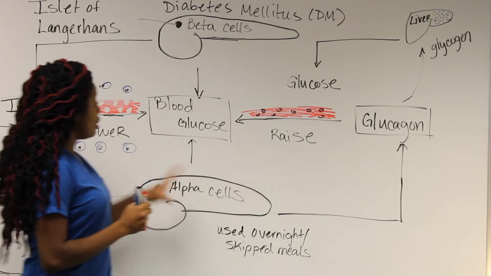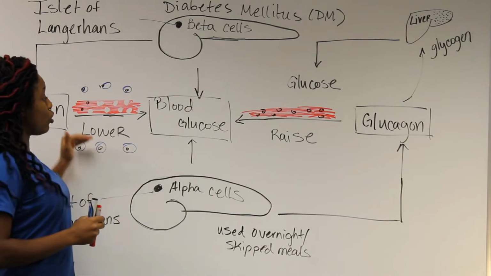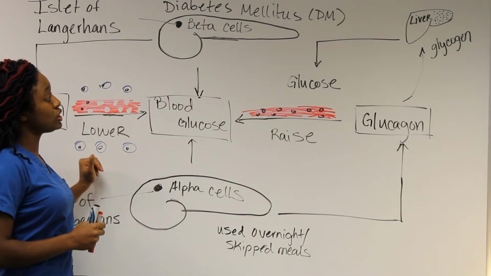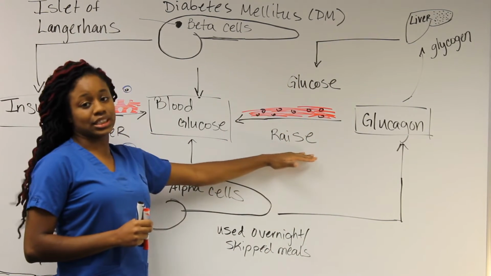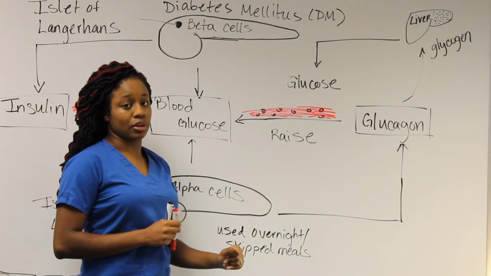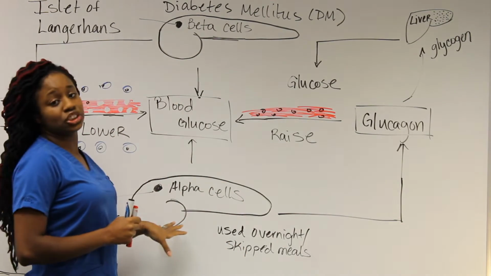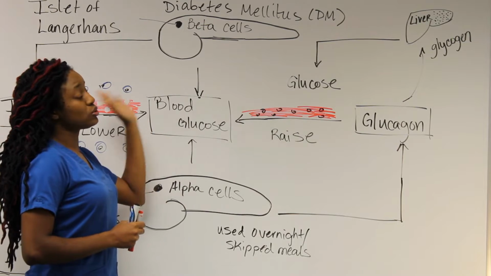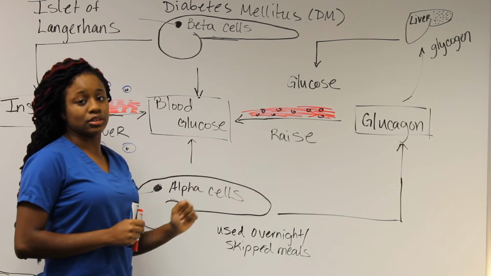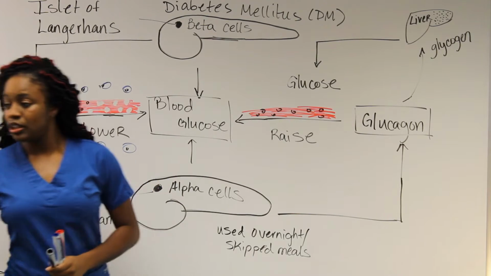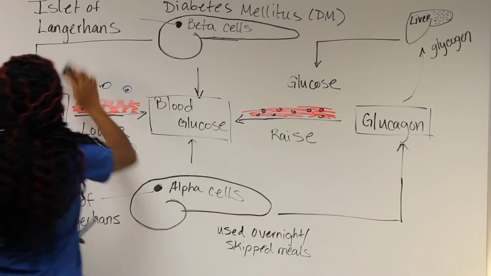So this component deals with lowering the blood glucose level. This component deals with raising the blood glucose level, okay? So they're both in the same location, the pancreas. One is working to lower, the other is working to raise, okay? All right, so now I'm going to go ahead and continue.